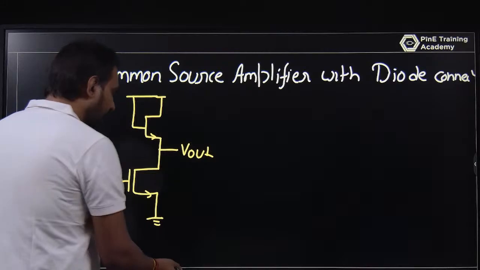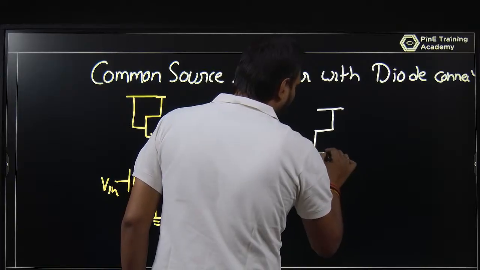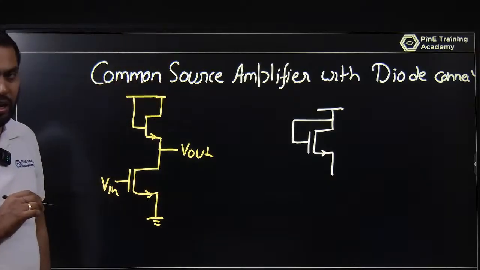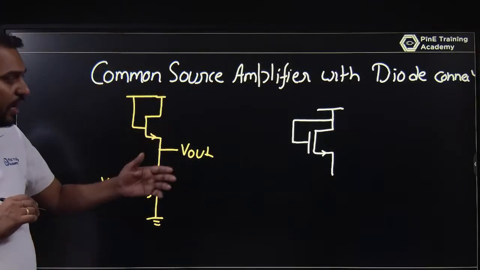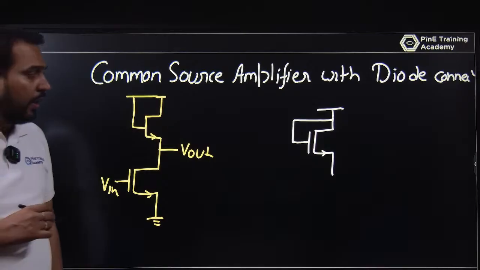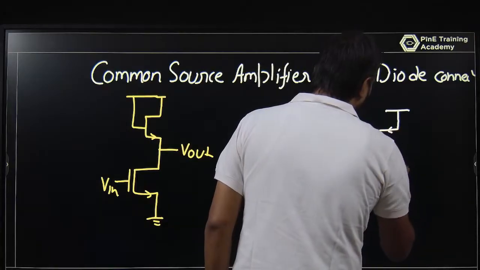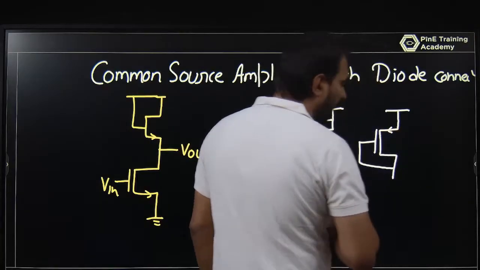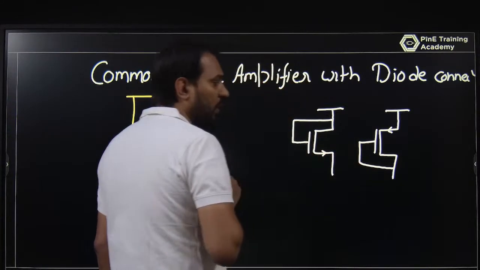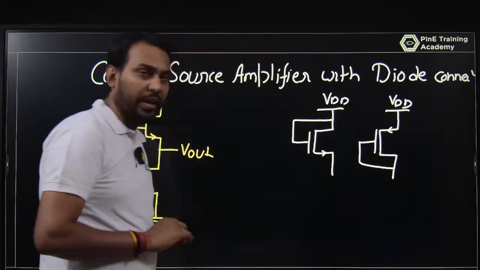So what is this? First understand this part. Whenever you have a MOSFET like an NMOS, you can connect the drain with the gate. If you connect the drain with the gate, that 3-terminal device becomes a 2-terminal device and it acts like a diode. Similarly, if you have a PMOS, let this be PMOS, you connect it like this. That is a PMOS based diode, this is an NMOS based diode. Just simply you are connecting the drain with the gate.